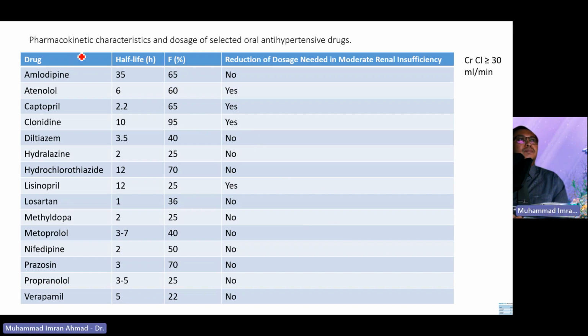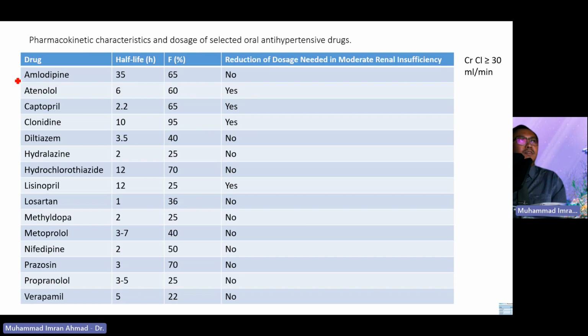So this is just the pharmacokinetic characteristics and dosage of selected oral antihypertensive drugs. These are drugs that cover all kinds of groups. For example, amlodipine is of course a calcium channel blocker. The half-life is 35 hours. The bioavailability is 65%. Do we need to reduce the dose in moderate renal insufficiency? No. Atenolol, a beta blocker: we need to reduce the dose in patients with moderate renal insufficiency, where the creatinine clearance is more than 30 millimoles per minute.